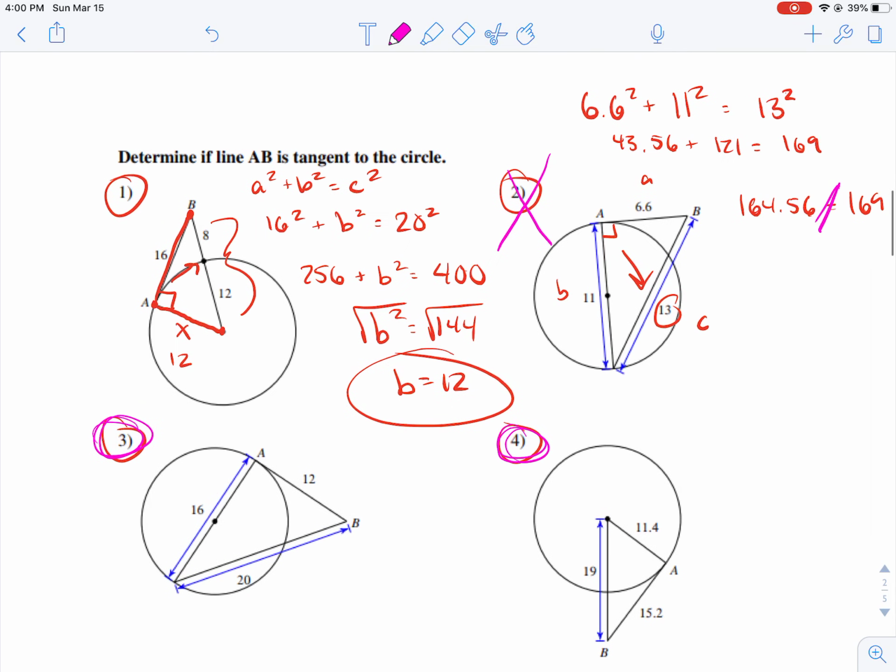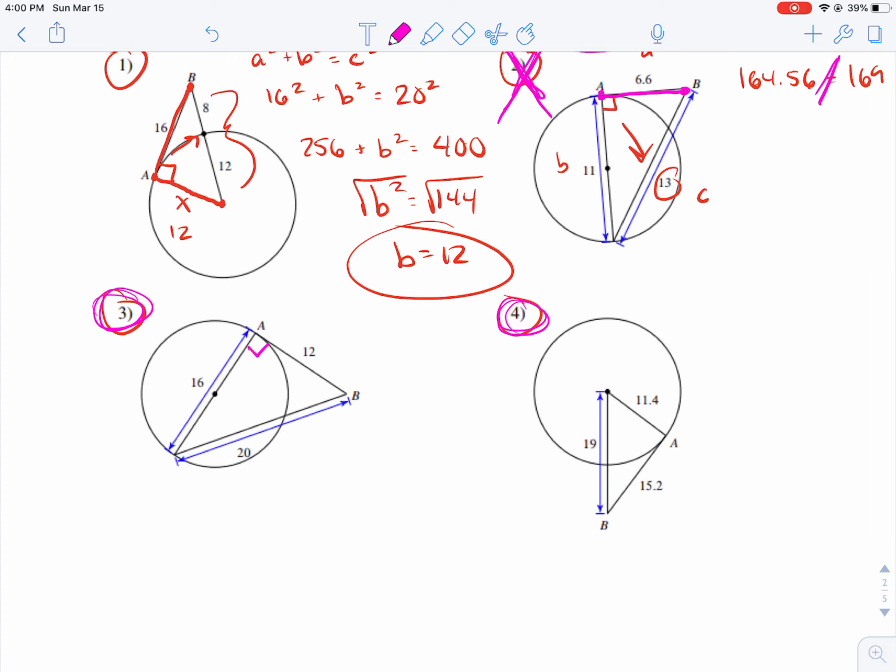In order for this relationship to hold true, in order for AB to be a tangent, because AB is the one that's touching our circle on the outside exactly once, this equation has to equal out. So do the same thing for these ones. You'll go 16 squared plus 12 squared is equal to 20 squared. Check to make sure that works out, and then do the same thing for this one as well.